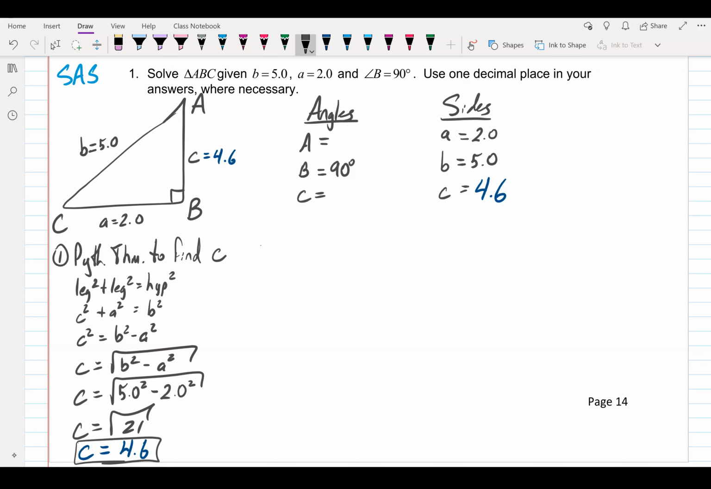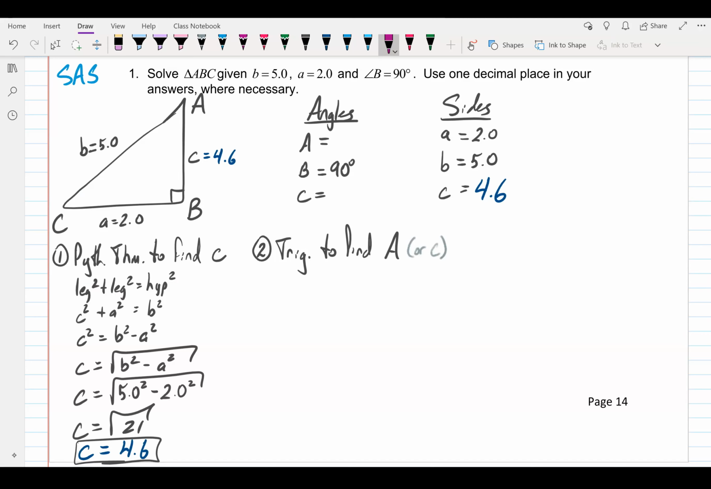To get angles, when you have sides given, let's use trig. Trigonometry. I'm going to use trig to find the angle. I'm going to choose the angle A. You could have chosen to find the angle C. It doesn't matter. The point is, if I've got all these sides and I've got a right angle, I can easily find an angle inside.